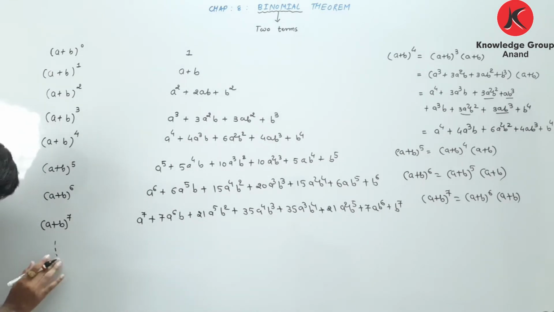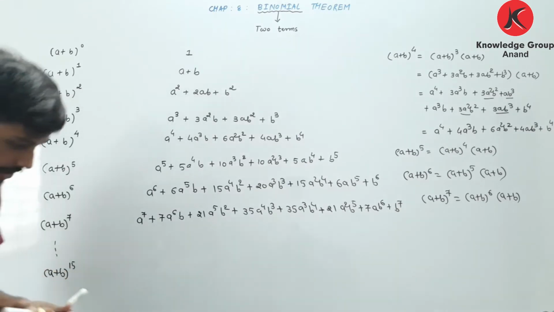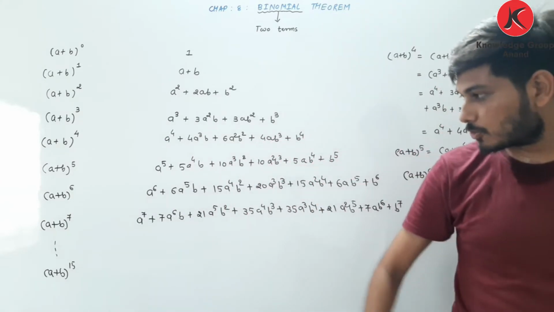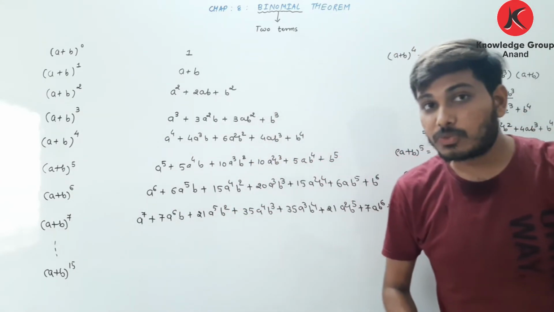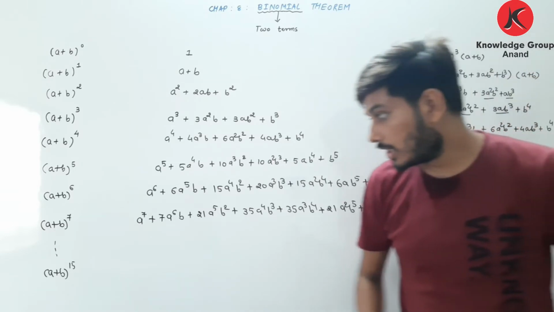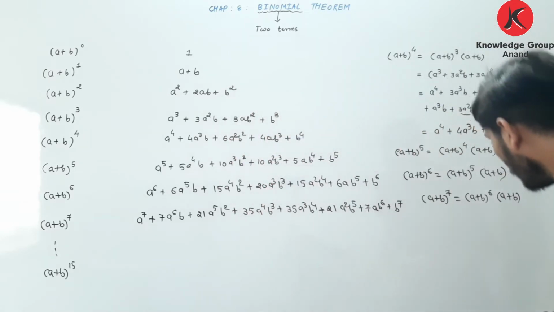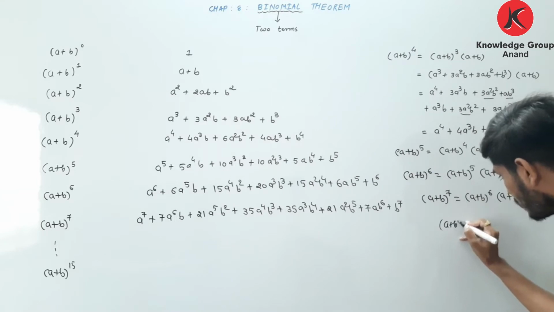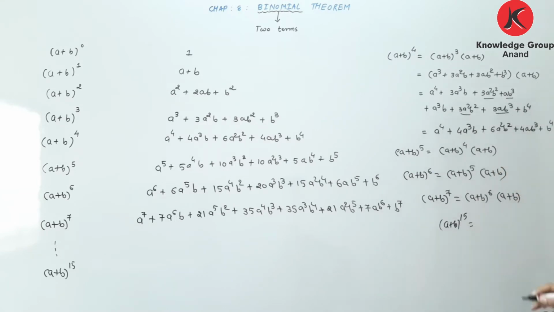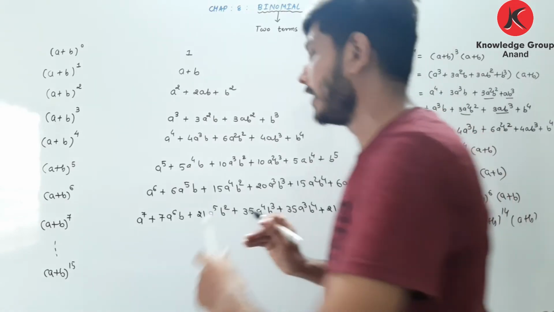Suppose you want to calculate (a+b)^15. If we want to calculate (a+b)^15, then what do we have to do? First of all, we know that (a+b)^15 is calculated by use of (a+b)^14 into (a+b). So first of all, we have to obtain (a+b)^14.